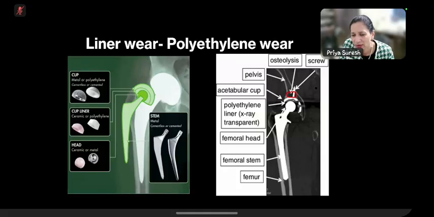that is osteolysis. So you can see the femoral head, then you have the polyethylene, and then you have the acetabular cup, and you can see this one. And again, can you see the asymmetry? This is much larger than this here, and that's why you have the osteolysis.